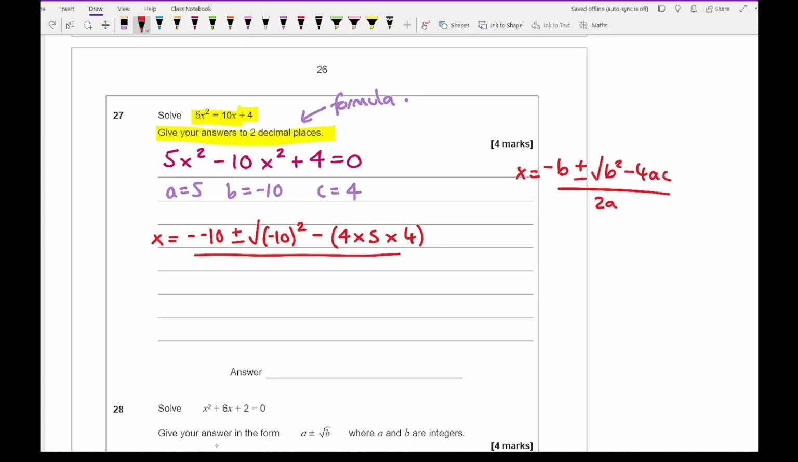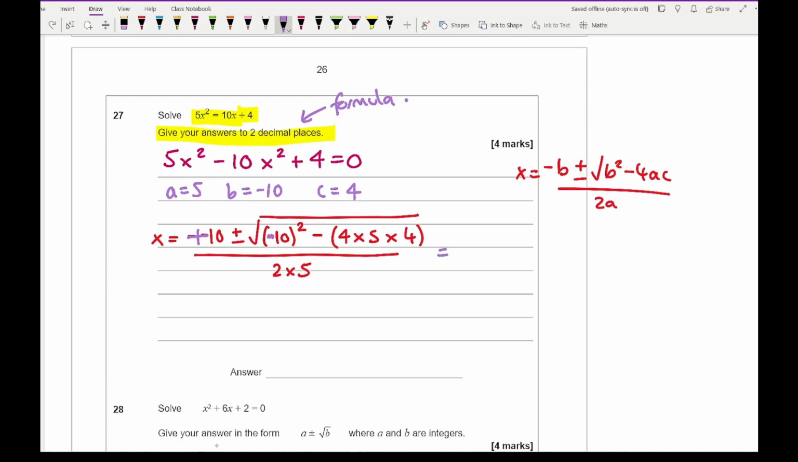And that's all divided by 2 times 5. Now, if you want to, you can substitute this in, but I would just be mindful of the negatives. So these two minuses become a plus, and because you're squaring a negative number, that's always going to be positive anyway. So you don't need to include that negative. So there you go. But definitely put that negative 10 in brackets rather than just writing minus 10, because your calculator will give you the incorrect answer.